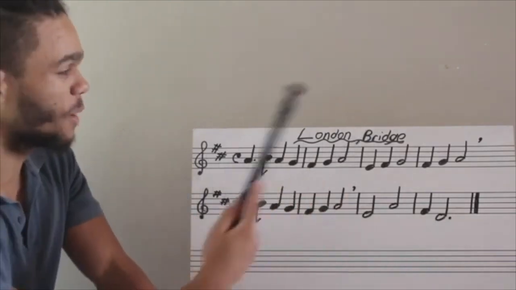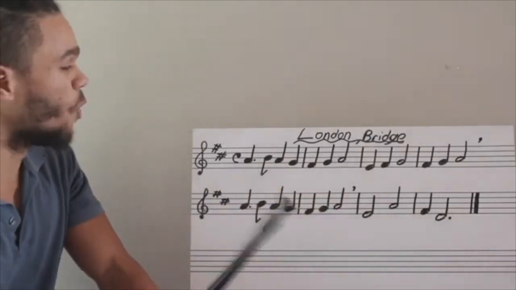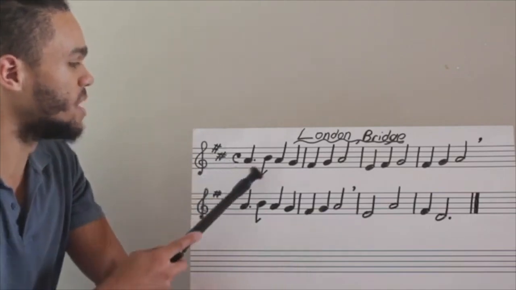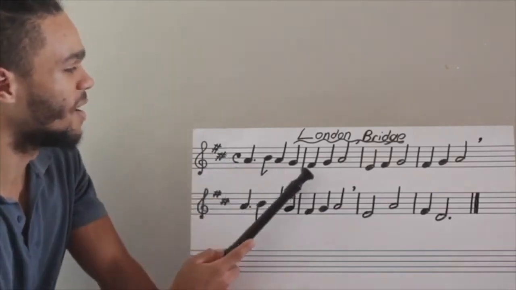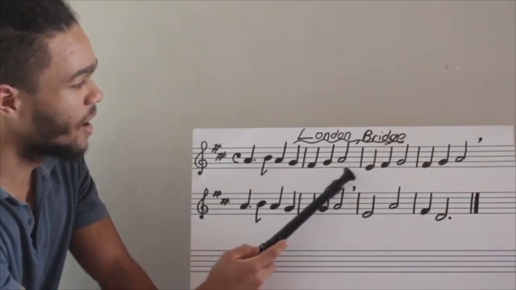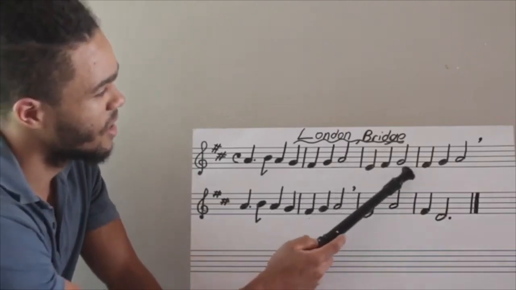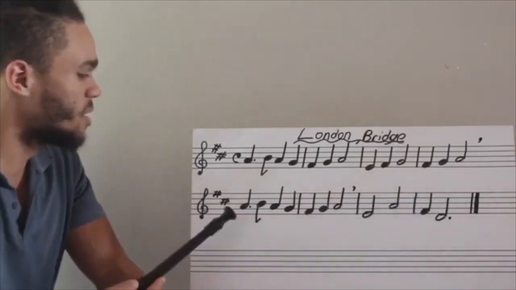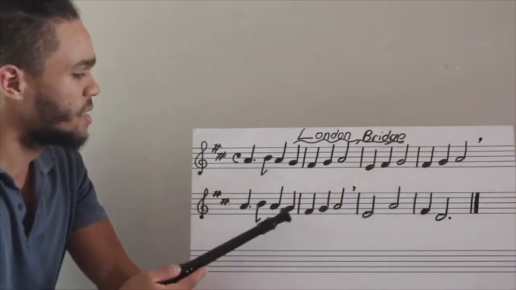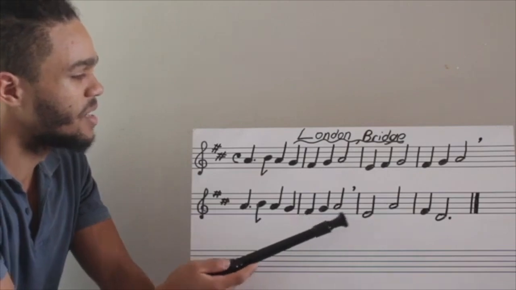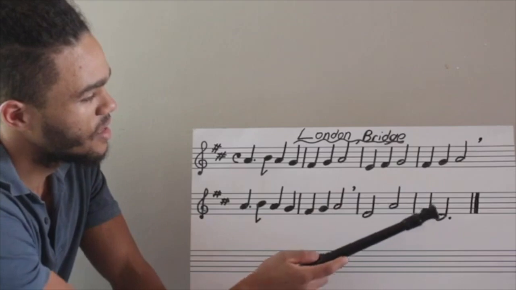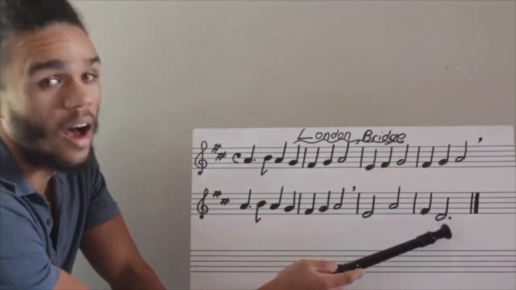Alright, let's put the whole of line 1 and line 2 together. Ready? 1, 2, 3, let's go. Tum, ti, ta, ta, ta, ta, ta, ah, ta, ta, ta, ah, ta, ta, ta, ah. Tum, ti, ta, ta, ta, ta, ta, ah, ta, ah, ta, ah, ta, ta, ah, ah.